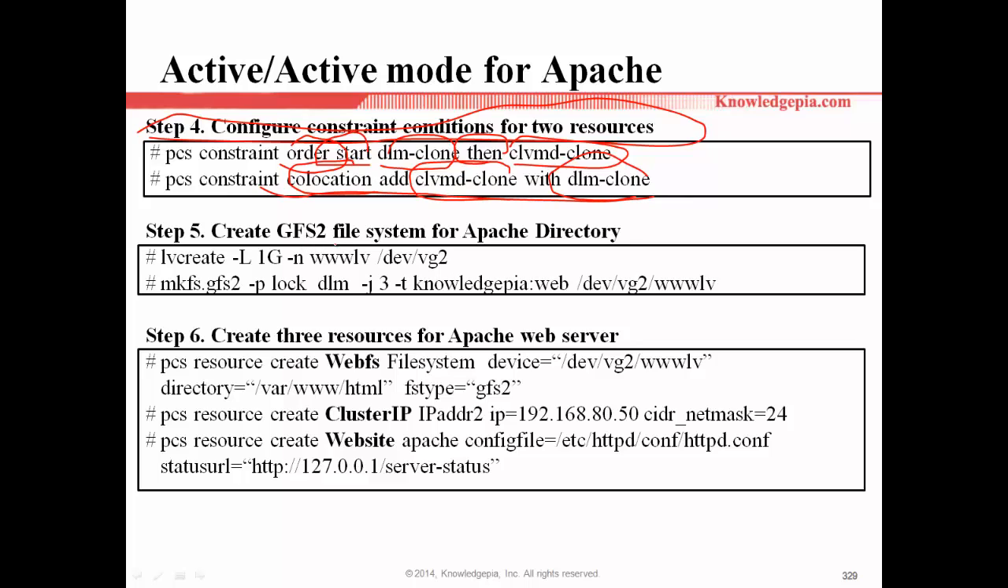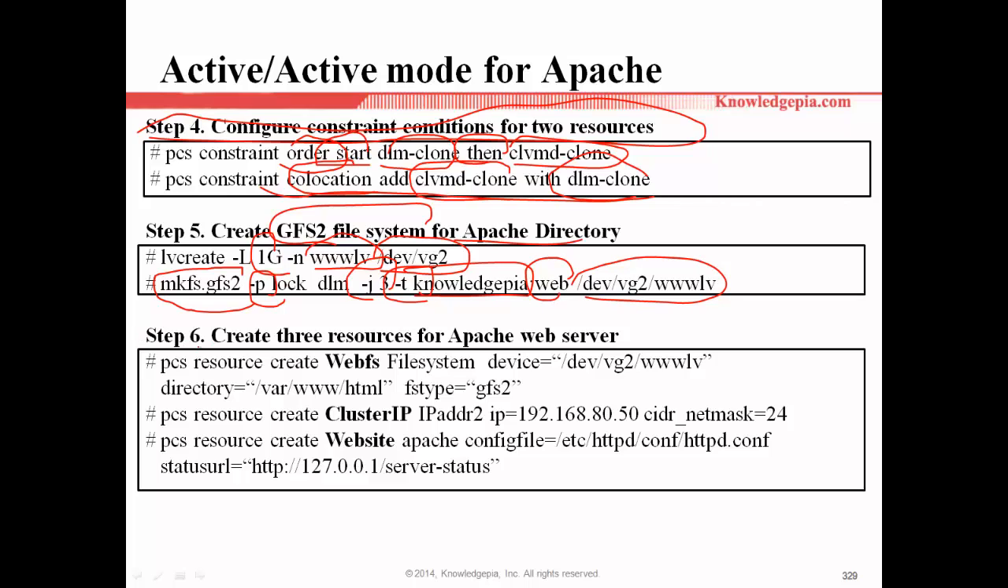Step 5, create the GFS file system for the Apache directory. In my case, I will create a 1 GB file system, named www.lv, the logical volume name, and in my case, the volume group 2. And the conf file using the GFS file system, like this. And the protocol, the journal, and the type. In my case, I will use this one here, and the device.